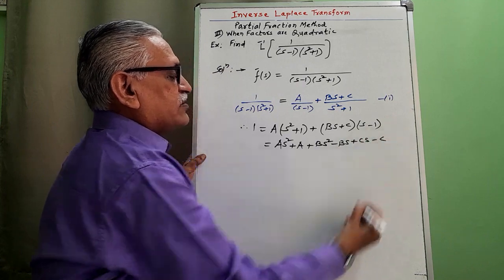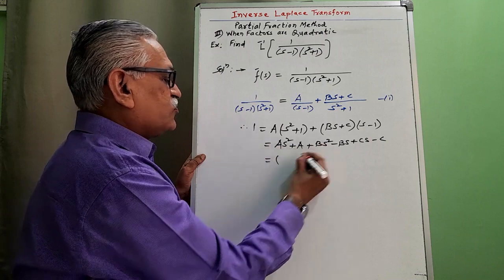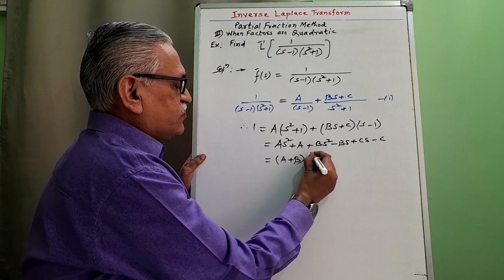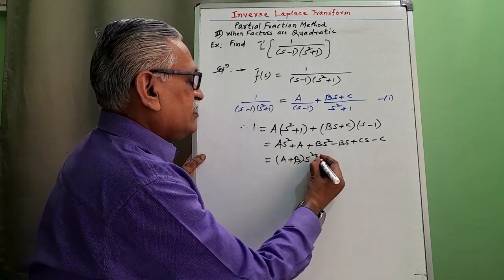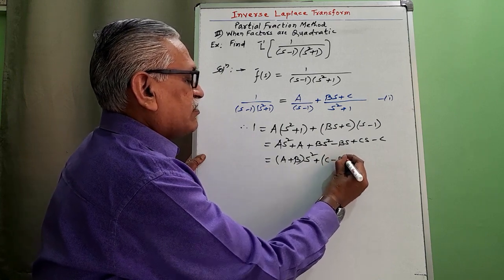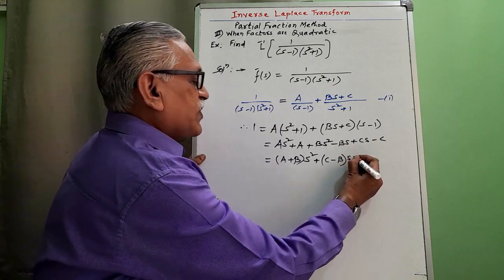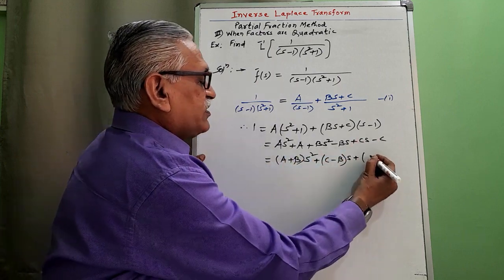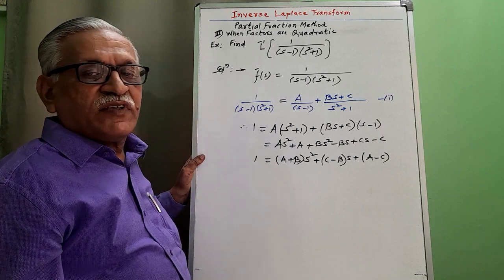and minus c. Then collecting the terms of s square in one bracket, there are two terms, therefore (a plus b) into s square. Then collect the terms of s, here we have (c minus b) into s, plus the constant terms. The constant terms are a and minus c. Therefore, it is a minus c, and that is equal to 1.